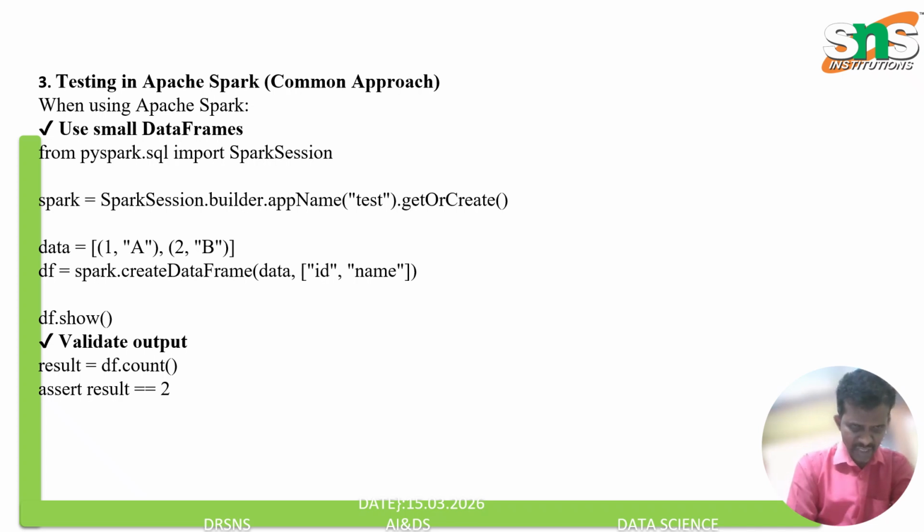Next, df.show(). If you give this type of information, we can get a validated output, so that we can get the final valid result: result equals df.count(). Finally, we give assert result equals the number of rows in the data frame, and here we get the answer as 2.